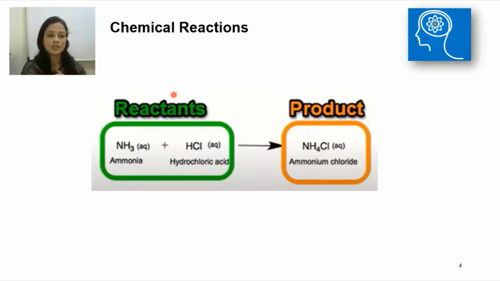Basically, a chemical reaction is the process in which one or more substances, that is nothing but the reactants, get converted into another new substance, that is nothing but the product. Okay, in this example, you can see the reaction between ammonia and hydrochloric acid, that is HCl, takes place. It will give the product ammonium chloride, that is NH4Cl, which is the new product. So this is nothing but a chemical reaction.